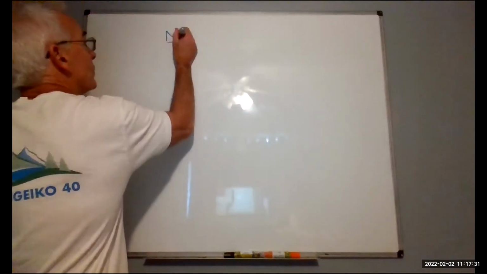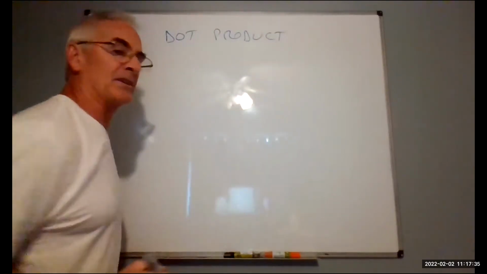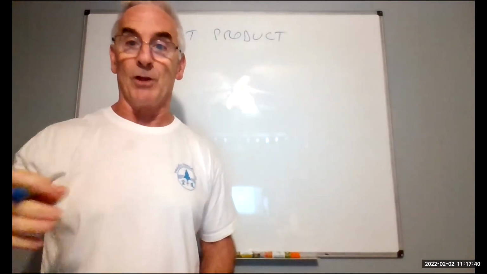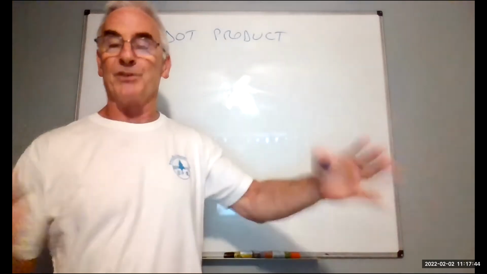So the first one is called the dot product. And again, most of you are familiar with this. Now, when it comes to vectors, dot product is by far the most commonly used. It's not even close. In mathematics, this is 99 point, throw in about 109% of the time.